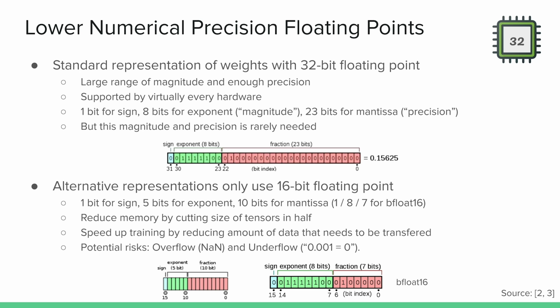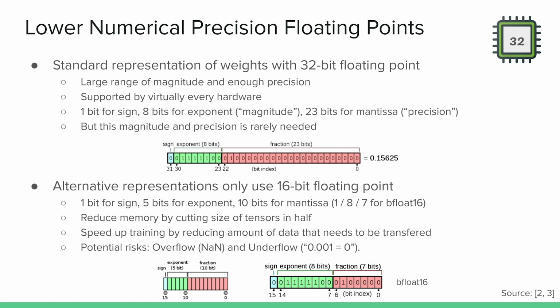Turns out that that precision and those magnitudes are rarely needed for machine learning situations. So instead of using 32-bit floating point, we can actually just use 16-bit floating point. So we use 1 bit for the sign, 5 bits for the exponent, and 10 bits for the mantissa. Alternatively, 1, 8, and 7 respectively for bfloat16. So there are different ways how you can split those available 16 bits for your case.